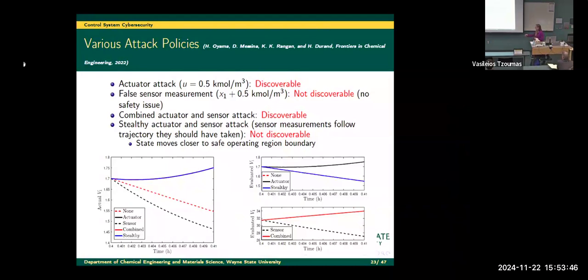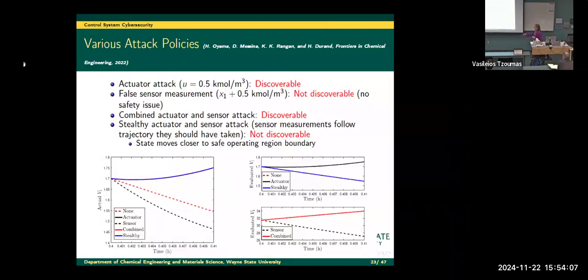So here on the left, what we have is it says actual V1. This means the actual value of the Lyapunov function along the actual state trajectory. On the right, it says the evaluated value of V1. This means the value of the Lyapunov function if we evaluate it at the state measurements we're receiving from the sensor, which could be falsified.